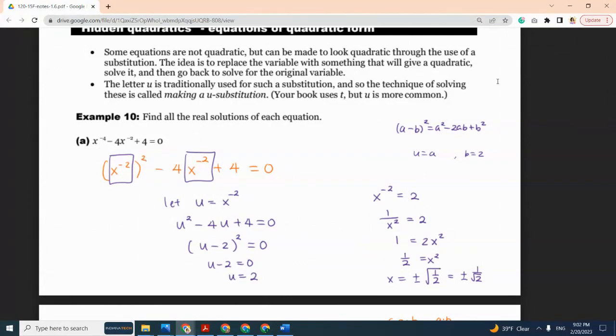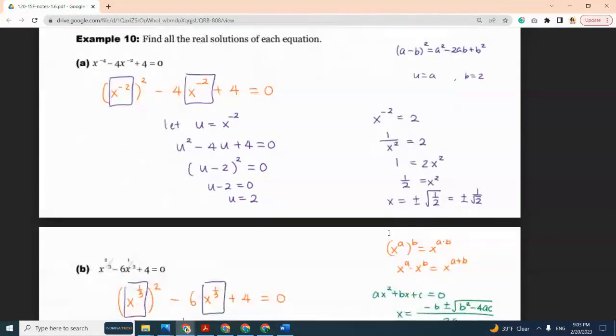Yeah, I see that. Then you make u be the smaller term, which is the things inside the square. So you let u be x to the negative 2. And then after you replace it with u, you get u squared minus 4u plus 4. And this is a quadratic equation. Then you can solve the quadratic equation and put the x back.